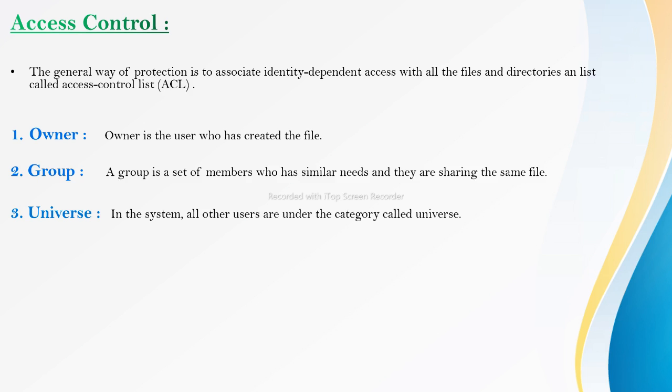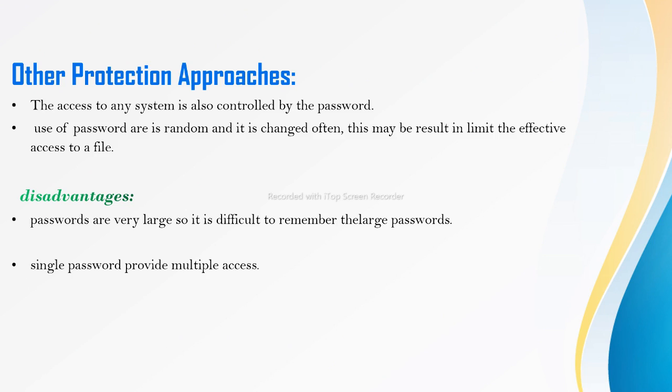The most common recent approach is to combine the access control list with the normal general owner, group, and universe access control scheme. For example, Solaris uses the three categories of access, but also allows access control lists to be added to specific files and directories where more fine-grained access control is desired. The access to any system is also controlled by a password.